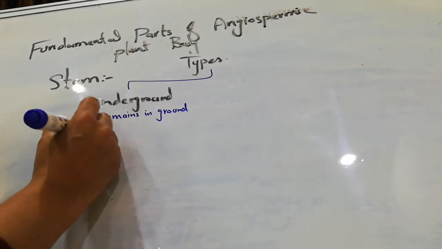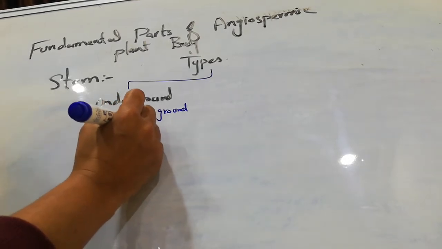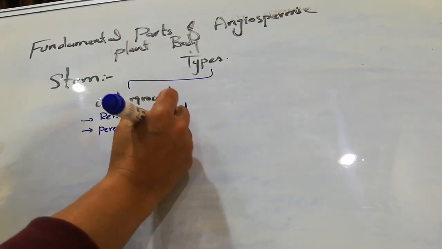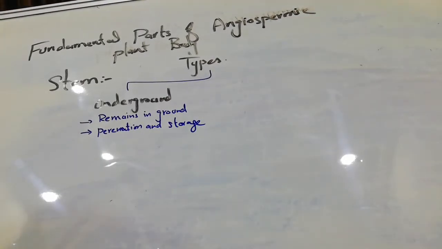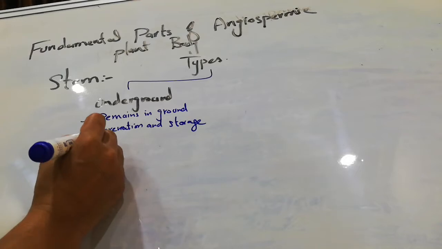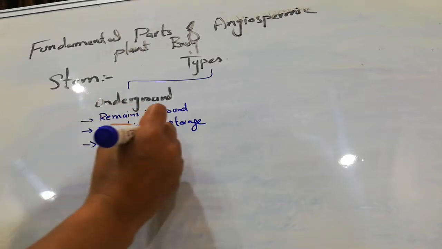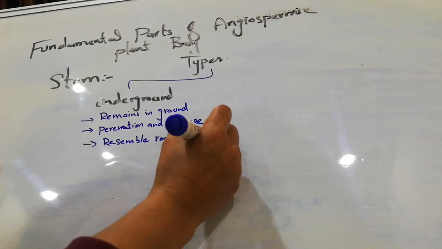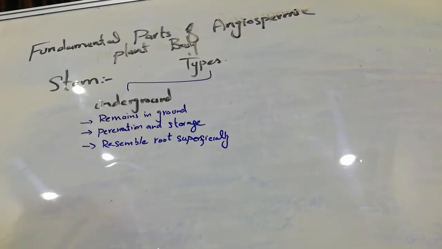They basically serve the function of perennation and storage of food, and they also produce aerial shoots annually. They resemble roots superficially. Why do they resemble roots superficially? Because they are present underground. But they are distinguished from roots by the presence of nodes and internodes, which is the characteristic of a stem.